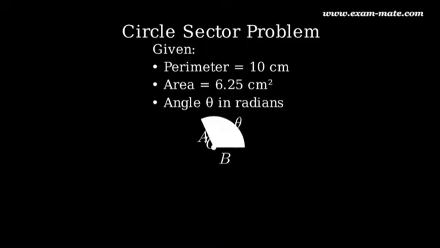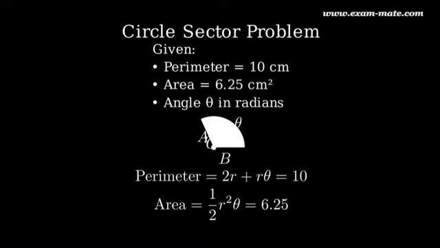The perimeter consists of 2 radii and the arc length. Let's write down what we know about the perimeter. The perimeter equals 2 times r for the radii, plus r times theta for the arc length, and this equals 10 centimeters. For the area, we know that the area of a sector is 1/2 r squared times theta, and this equals 6.25 square centimeters.